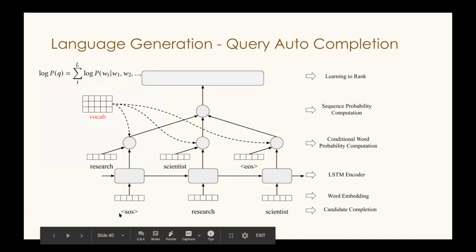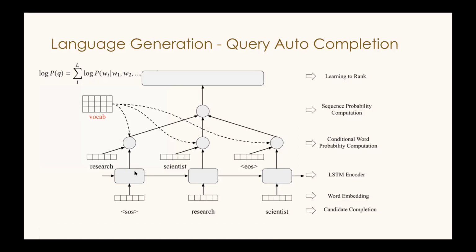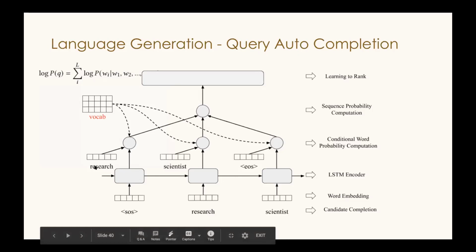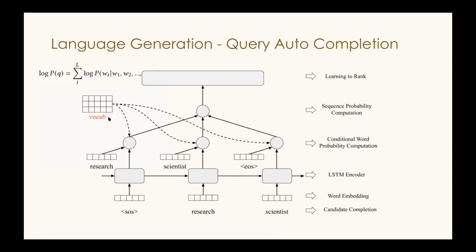So let's look in more detail. For each token, we first extract the embeddings of this token and feed the embeddings into the LSTM cell one by one in sequence. In the output of the LSTM cell, that's where we compute the conditional probabilities. We use both the embeddings of the next word, as you can see here, in the case of the start of sentence token, we use the word research, and we also use the embeddings of all the words in the vocabulary to compute these conditional probabilities. And then we put these probabilities into the learning to rank layer.